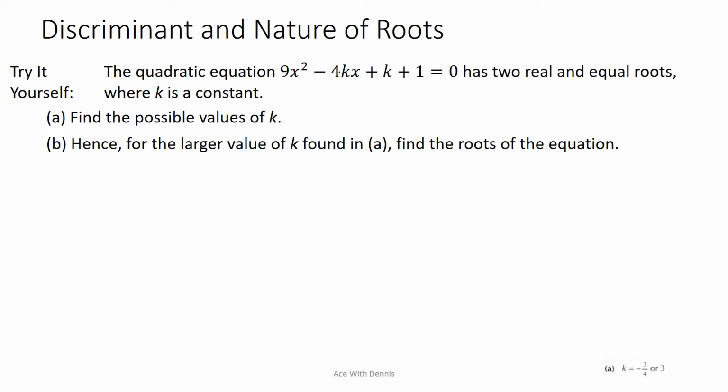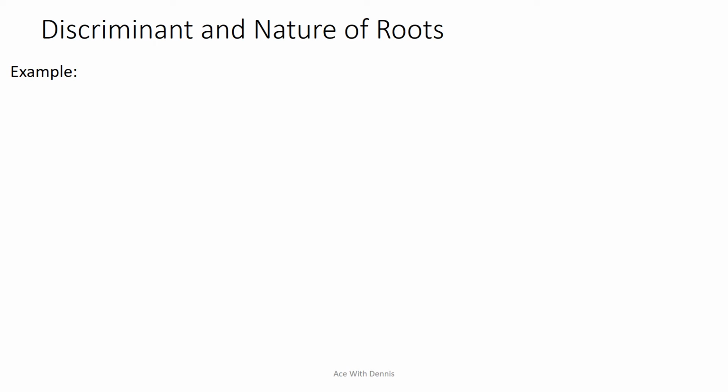The answer for A is k equals negative 3 over 4 or 3. B, x equals 2 over 3. Do you get the answer correctly? Now, let's look at another example.